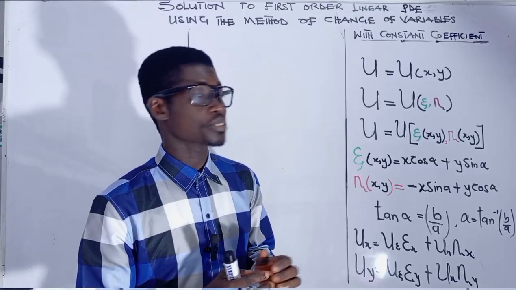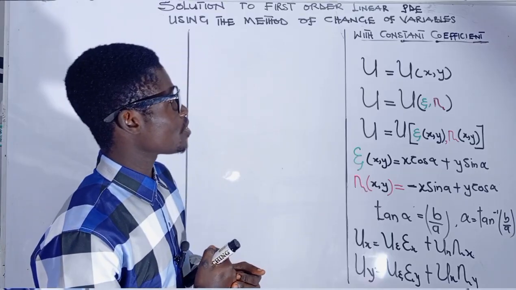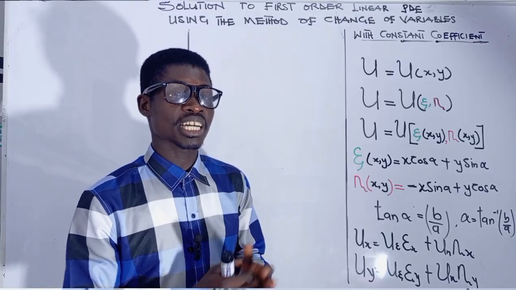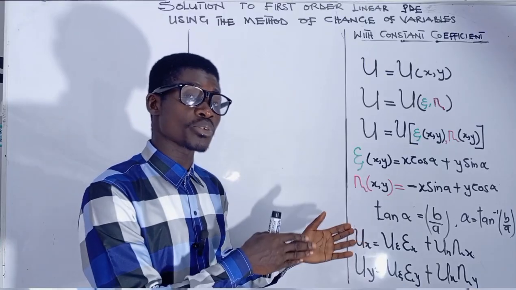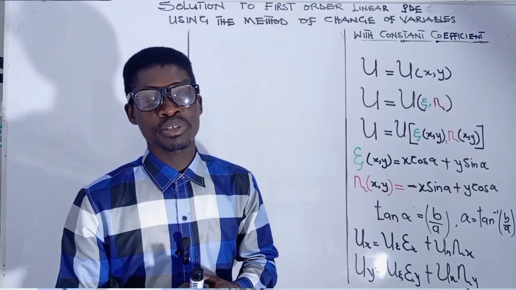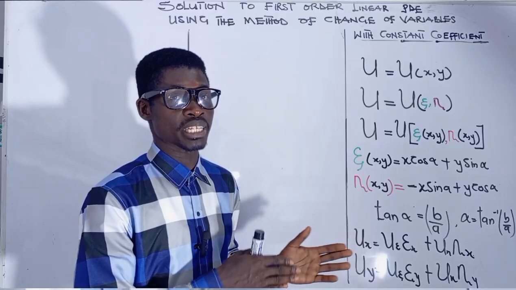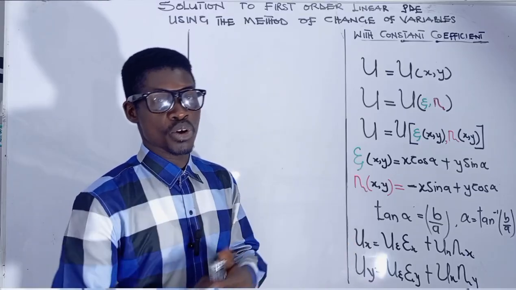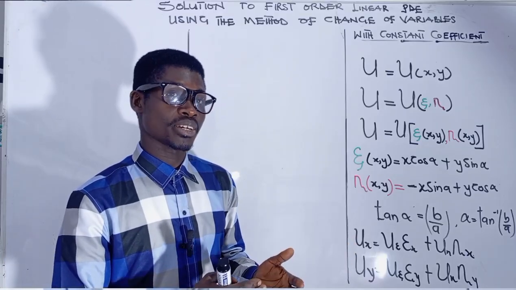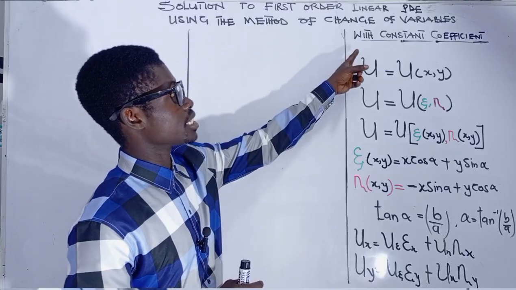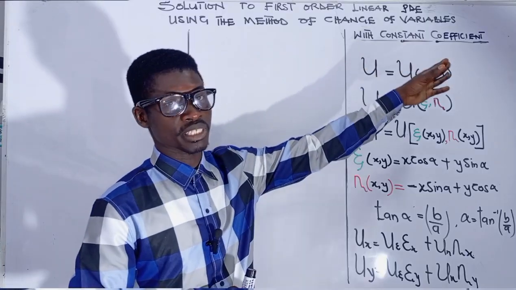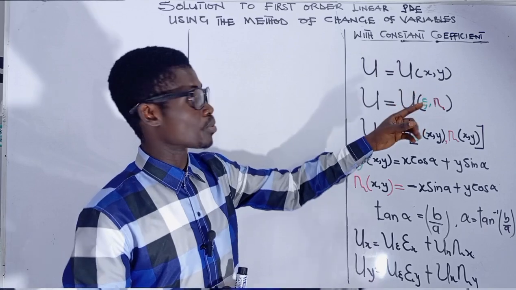So let's get started. Now the change of variable approach can be used to solve a first order PDE with constant coefficients, and it can also be used to solve a first order linear PDE with variable coefficients. In today's lesson particularly, we shall be looking at a linear PDE with constant coefficients.